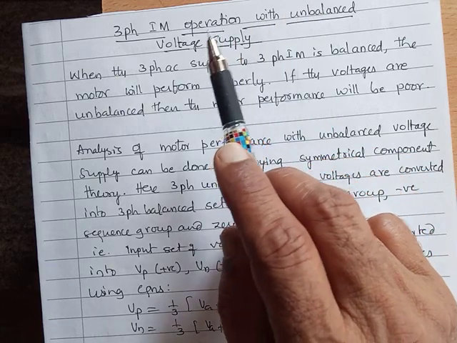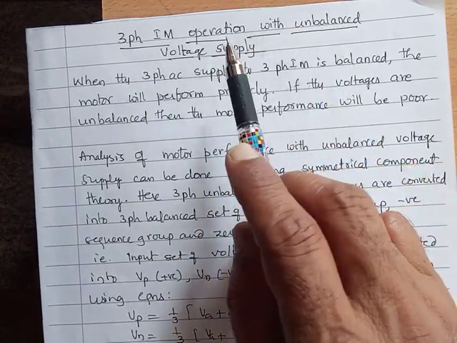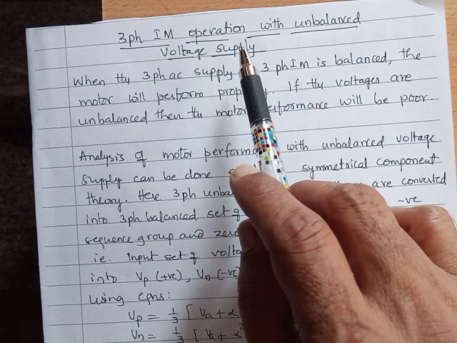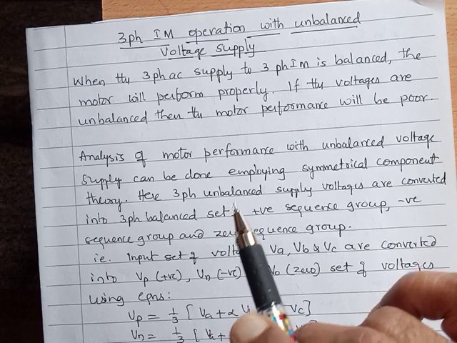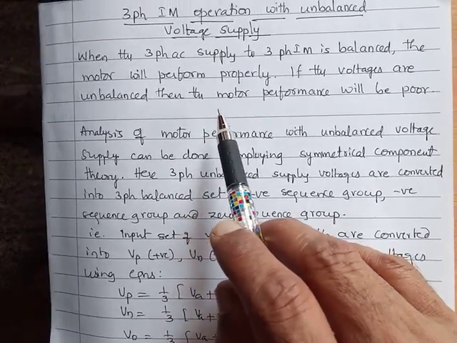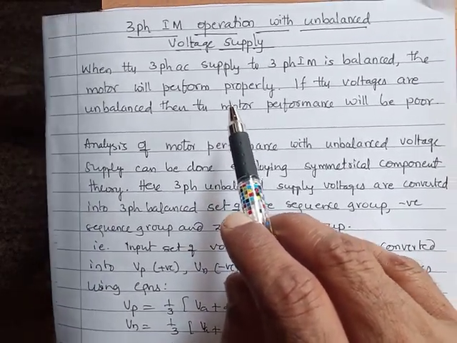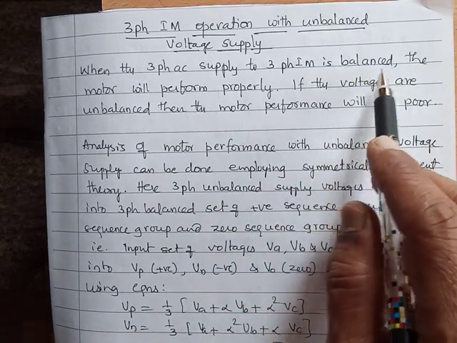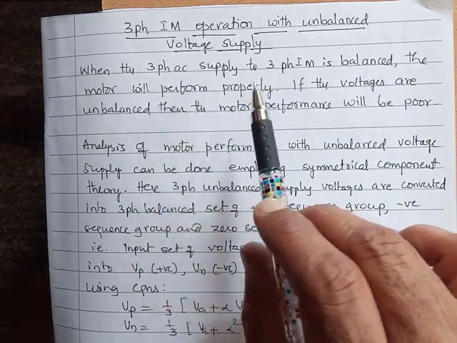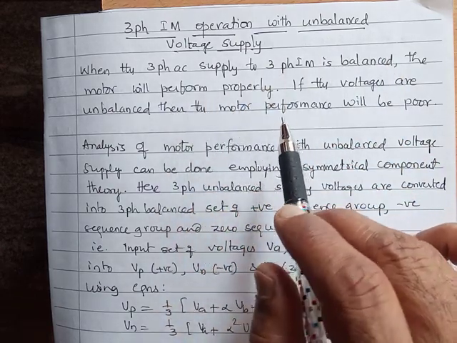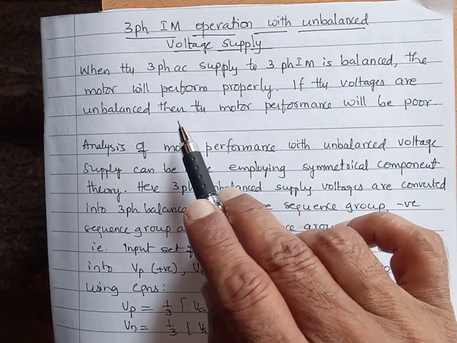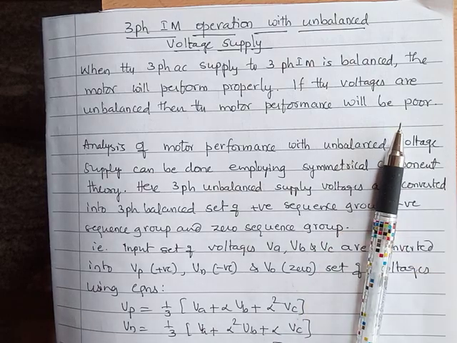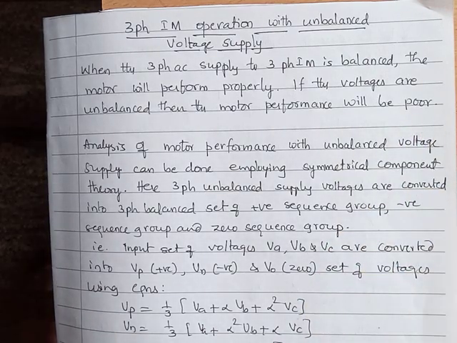So what will be the effect of this unbalance of the voltage supply on the induction motor performance? How can we do that analysis? That's what we will see here. When the three-phase AC supply to the three-phase induction motor is balanced, the motor will perform properly, no doubt about it. If the voltages are unbalanced, then the performance will get deteriorated. It will become poor.